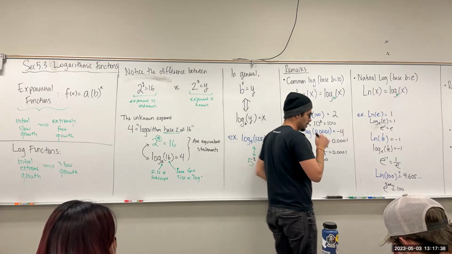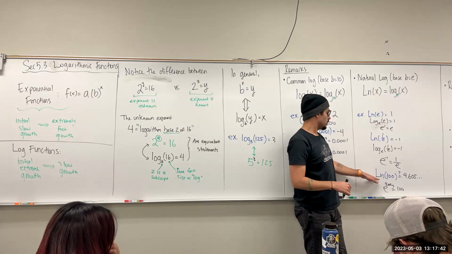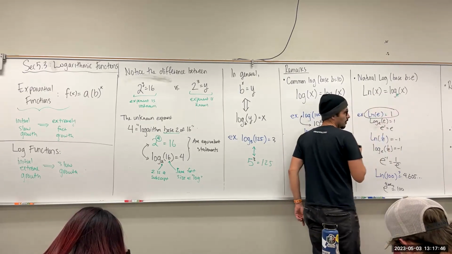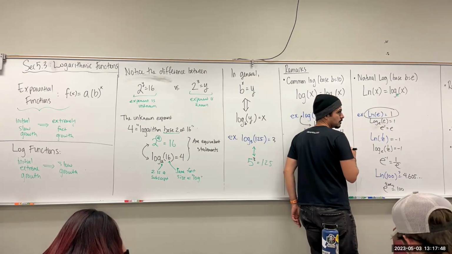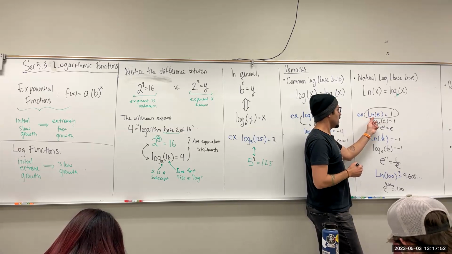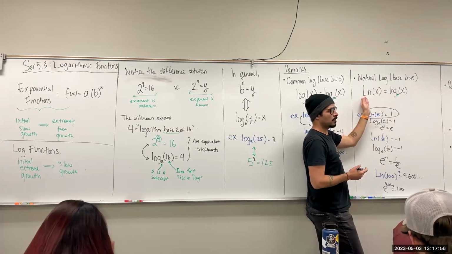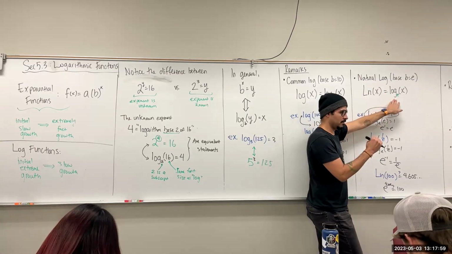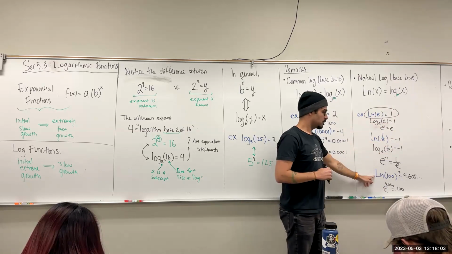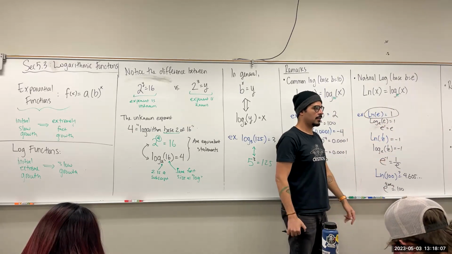That one you won't be able to write in log form because it has an e in it. When you write it like this, it is log form, but it's written with the letters ln instead of log because it's shorthand notation for log base e. It's telling you that the base is e.